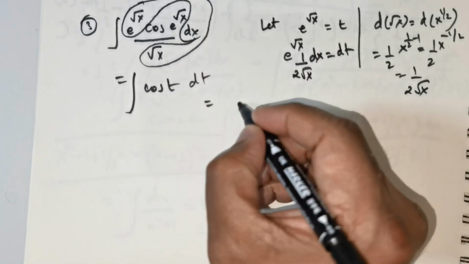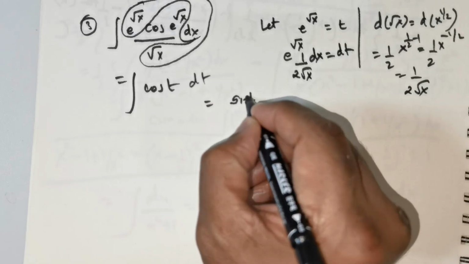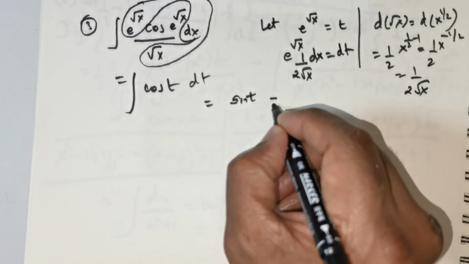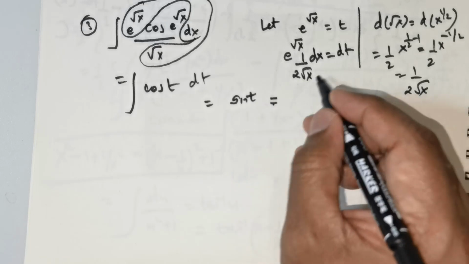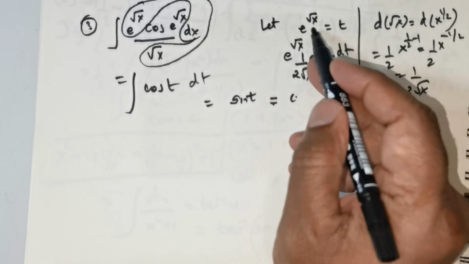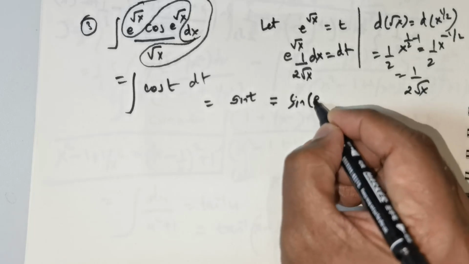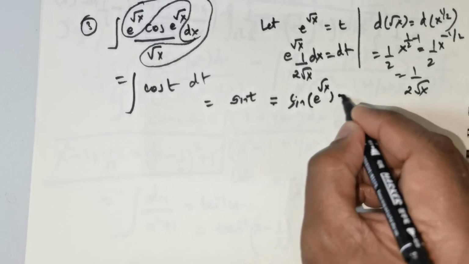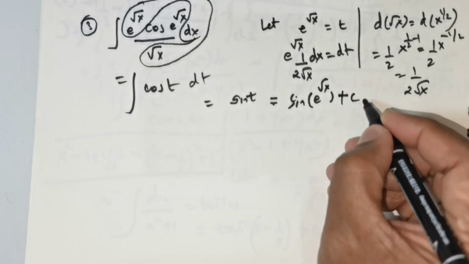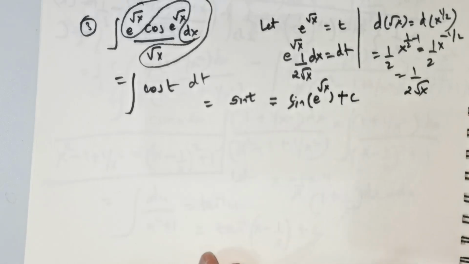What is the integral of cos t dt? The integral of cos t dt is sin t plus an arbitrary constant. You don't have to place it now. Just replace the t with e raised to the power of root x. So this is going to be sine of e raised to the power of root of x plus an arbitrary constant. So that will be the solution to this question.